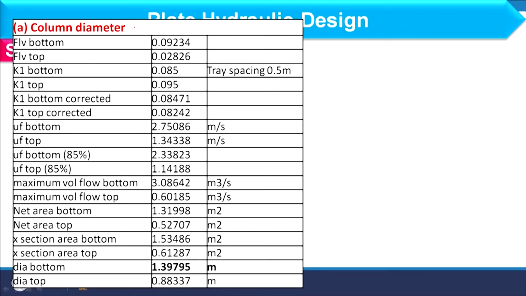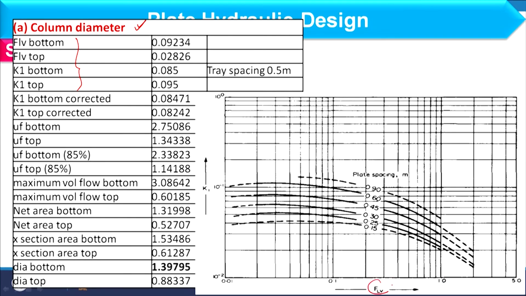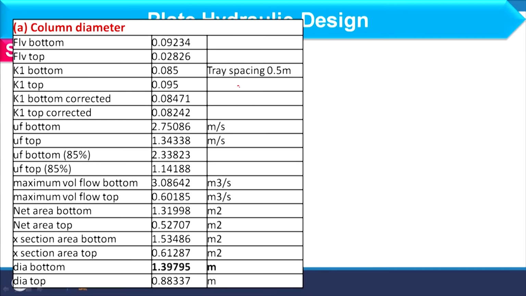Now, we can first calculate the column diameter, and for that you need the FLV and K1 value at top and bottom. Once you know the FLV value, you can find out the K1 value depending upon the plate spacing. Okay. So all these points we have already discussed in the 11th week lectures, so you can refer to them. So when we calculate all these parameters, we can find out the column diameter at the bottom as 1.3979 and at the top it is 0.88337. So if you compare these two, this is the larger value, so this would be the diameter of the column.